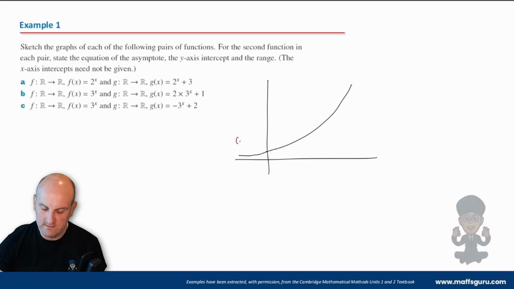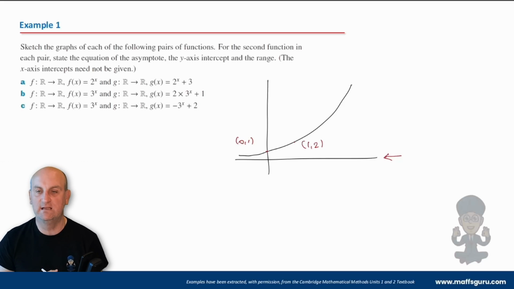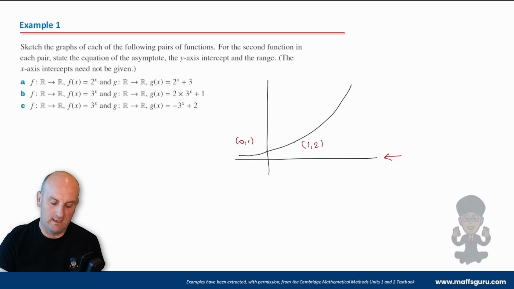So that one there is going to be 0, 1. That one there is going to be 1, 2. Job done. My asymptote is at the moment on the x-axis. Right, what is 2 to the power of x plus 3 going to look like? Well, I seemingly have my same base function, but I have literally just translated it up by 3 places.